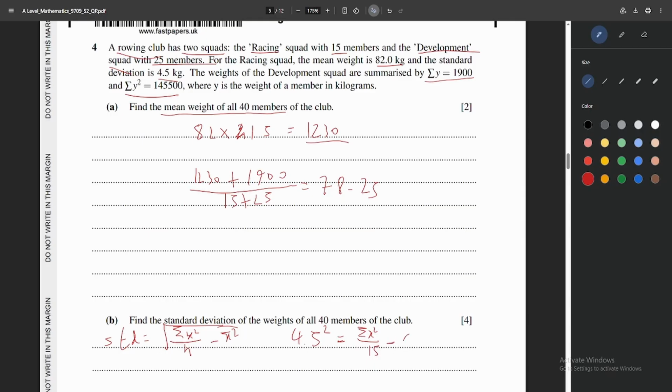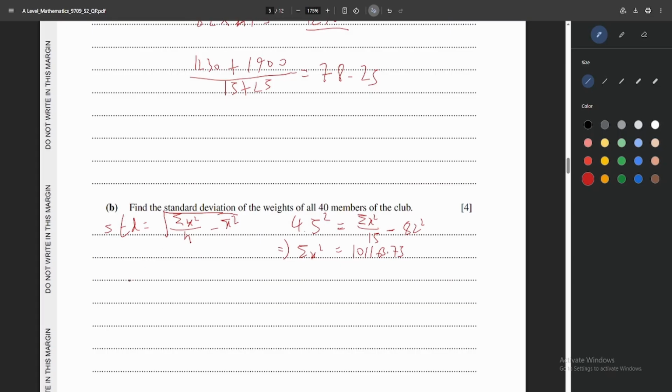The mean is 82, so 82 squared. And when you solve this, we get the sum of x squares, which is 101163.75. Then we combine the x squares and y squares to get the square sums of all the weights, and then we can divide this by the mean. Sorry, by the total number of people, which is 15 plus 25.